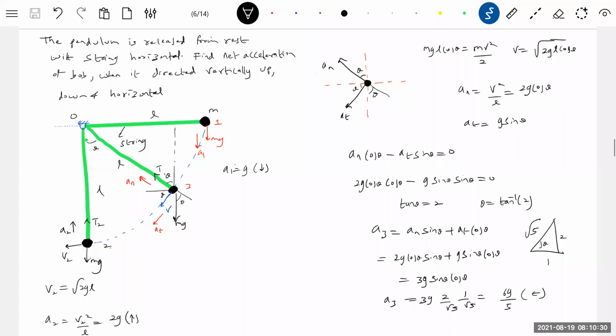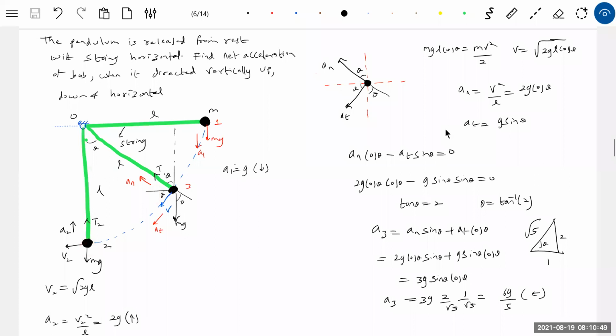I don't know how many of you really made the observation. The moment you release the bob, the total acceleration is directed vertically down, here horizontal, here vertically up, here horizontal.